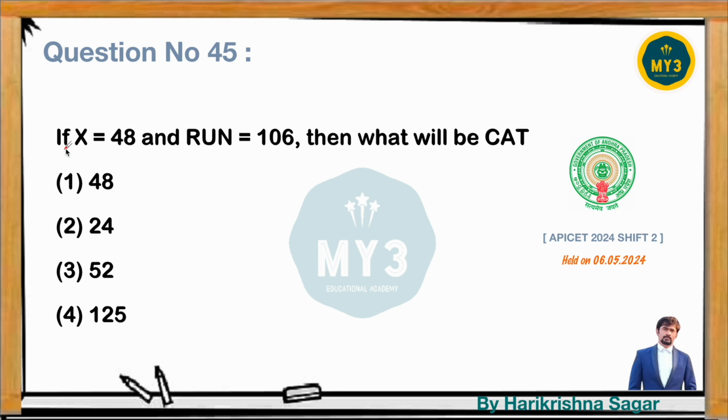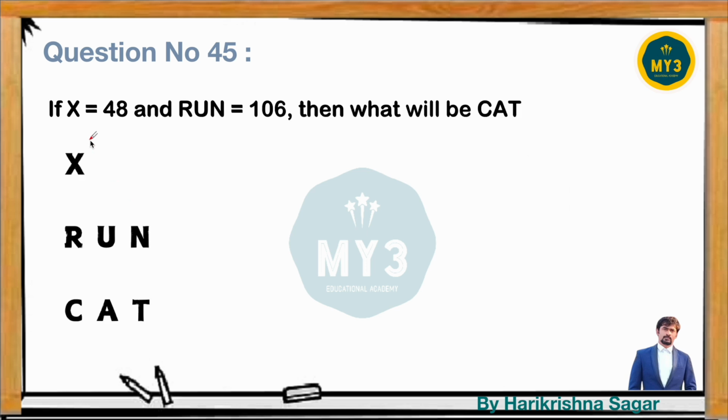If you observe this question, if x is equal to 48 and run is equal to 106, what will be cat? So this is the question. If you observe the alphabet position, x is equal to 48. What is x position? X, y, z. We know z is 26, y is 25, x will be 24. So x position is basically 24, but they have taken it as 48.